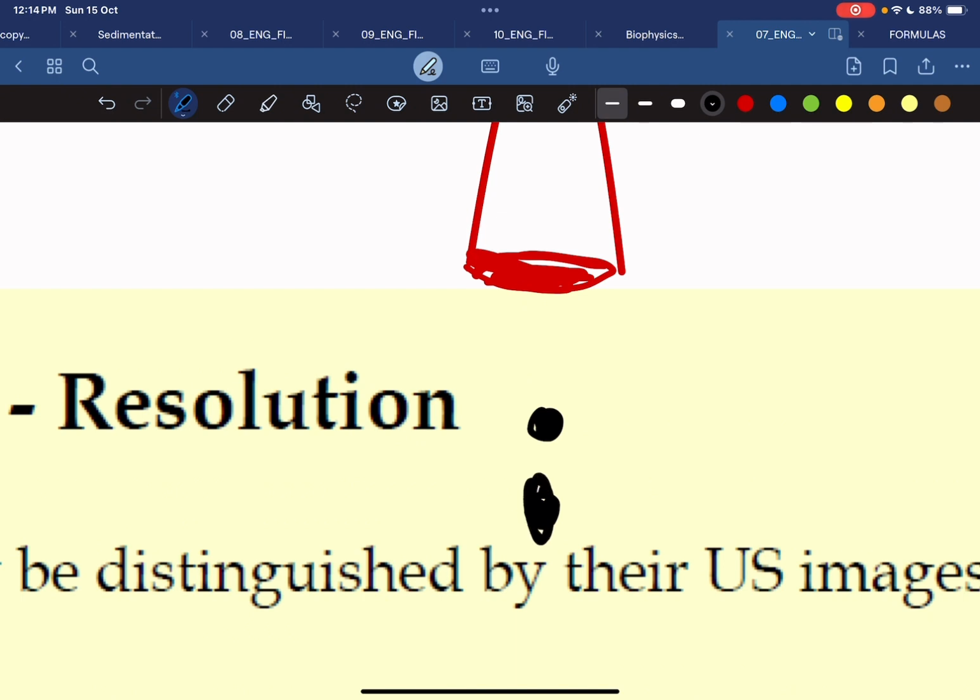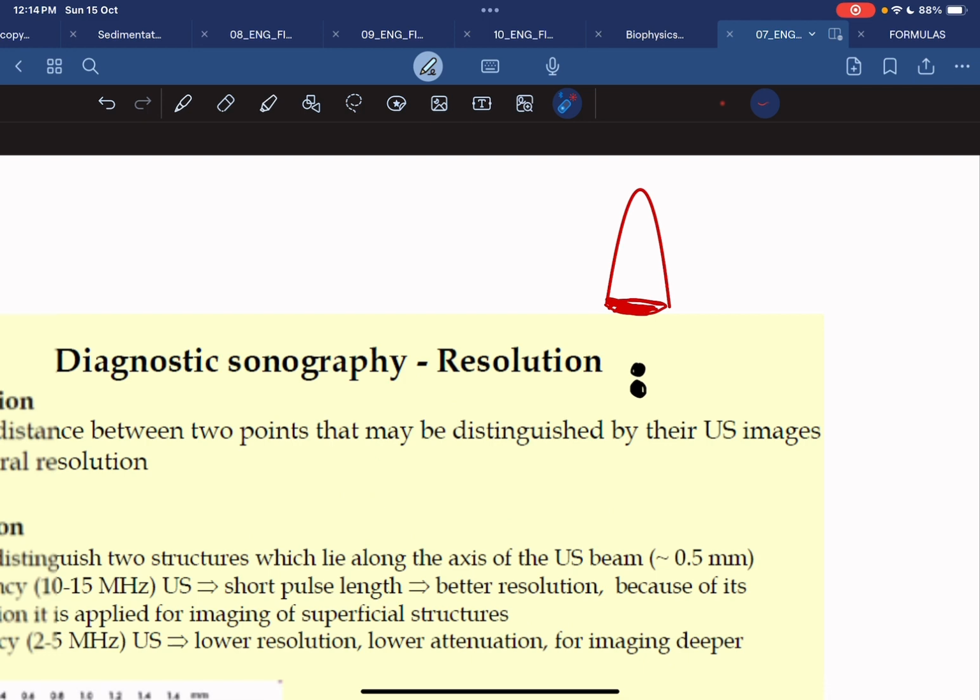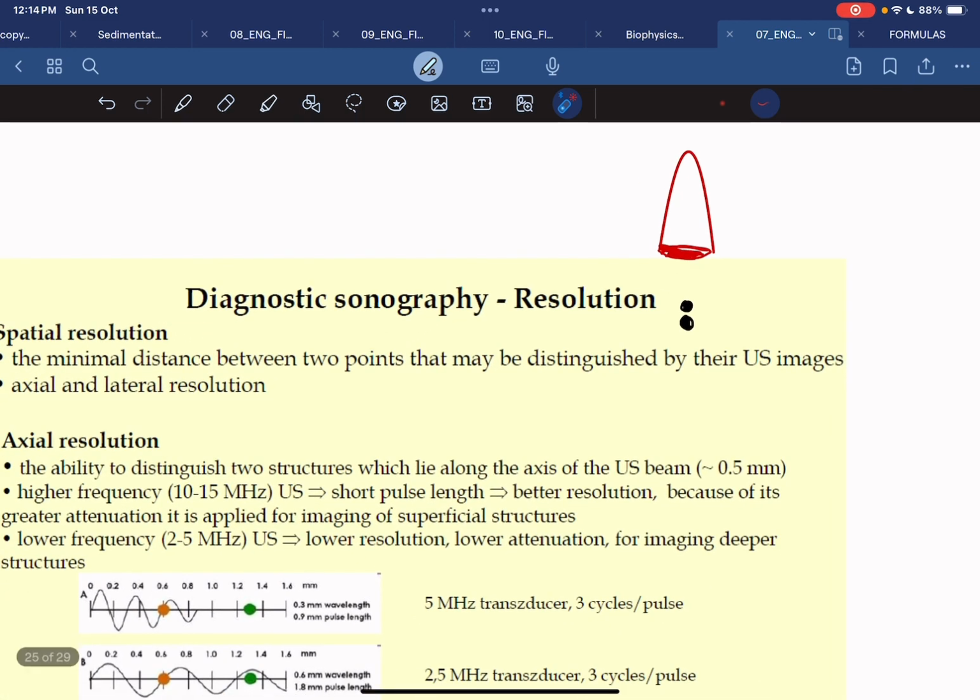Now, there may come a point where they're so close to each other that this ultrasound machine is like, oh, this is just 1 point. I don't understand them as two different points. So I just think this is one point. So what is that distance? That distance is the limit of our axial resolution.